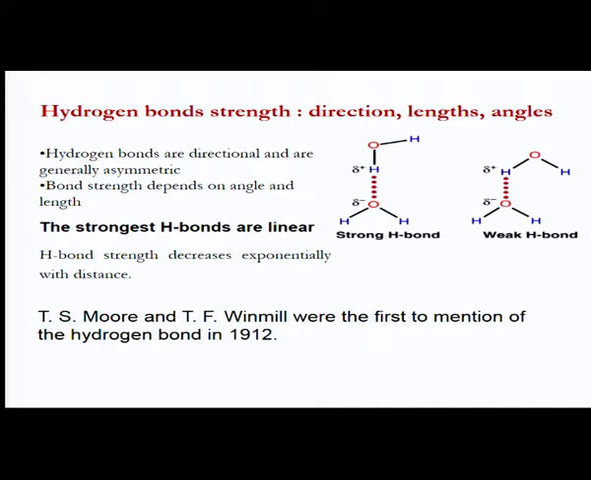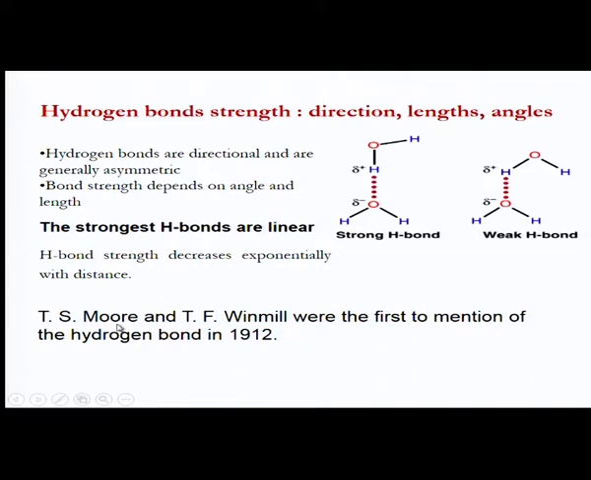Hydrogen bonds are directional and are generally asymmetric. The bond length depends on angle and length. The strongest hydrogen bonds are linear, which means that the angle subtended at the hydrogen will be 180 degrees or very close to 180 degrees. Hydrogen bond strength decreases exponentially with the distance, which we have seen.